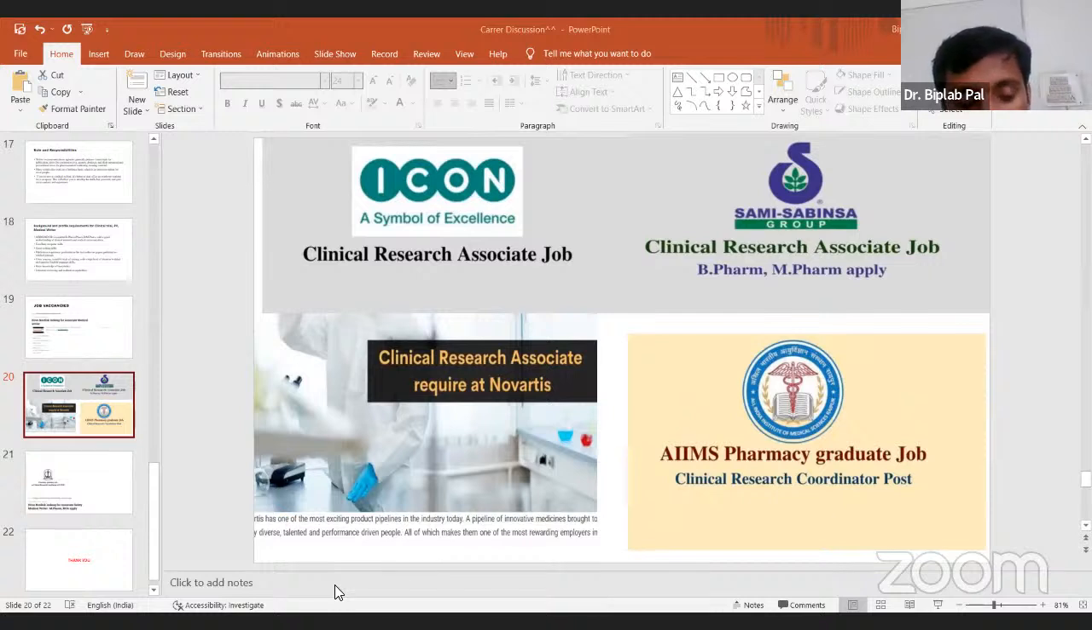So you will keep your eye open whenever the openings are coming. You apply there. Many times there are walk-in interviews also in the CRO industry. You can find a lot of CROs in India. You can download the list from Google. You can contact them, you can visit their site if an opening is there. Even as a CRC, you can join. Later on, you can shift to CRA.